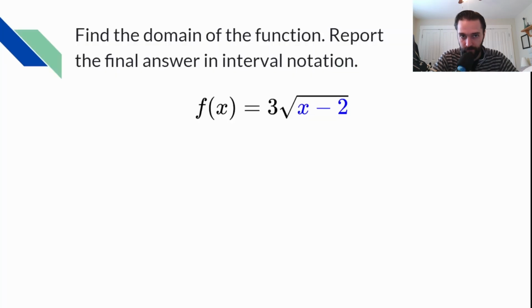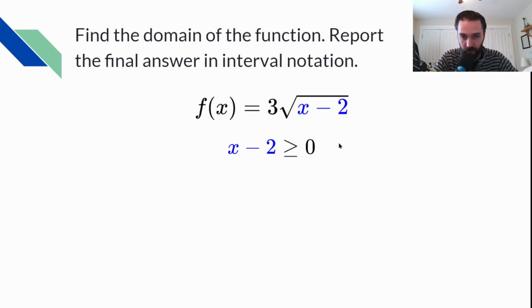Moving on, here we're asked to find the domain of the function again. We have f of x equals 3 times the square root of x minus 2. Remember, in this playlist we're only dealing with real valued functions. We don't want to have anything complex going on. So we need to take this stuff inside the radical and set it greater than or equal to 0. That way we can ensure that we're not taking the square root of any negative numbers.